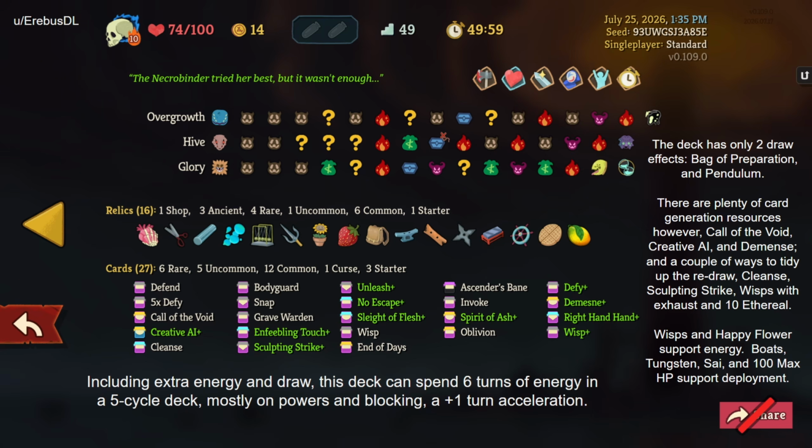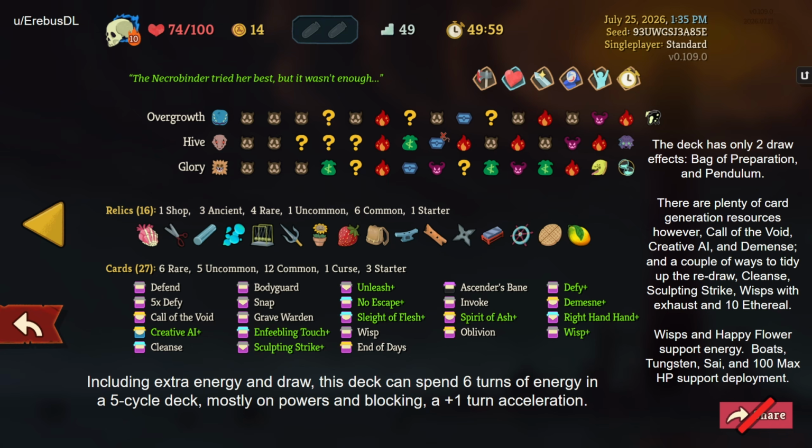If we include this extra energy and the card draw that is here, the deck can spend 6 turns worth of energy in a 5 cycle deck, mostly on powers and blocking. So that's a +1 turn acceleration. Over the course of 6 turns, they can compress it down to 5 turns.